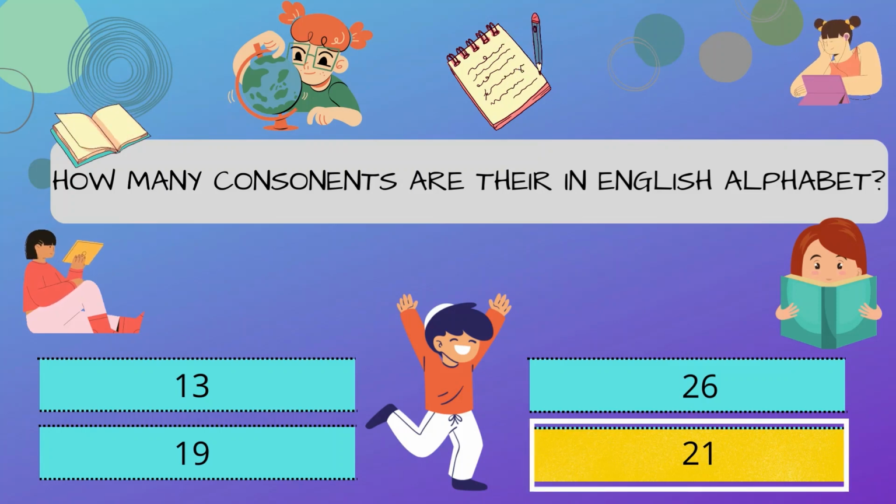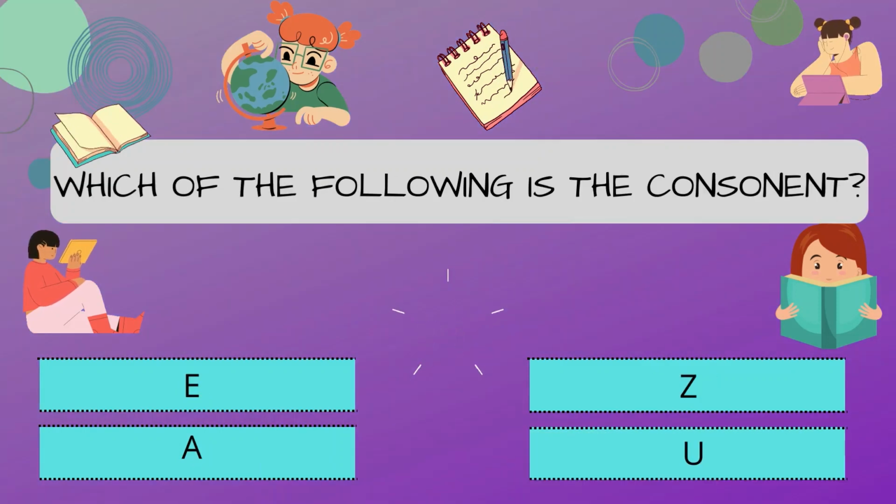Answer is D 21. Next question, which of the following is the consonant? Option A E, B Z, C A, D U. 5, 4, 3, 2, 1, 0.